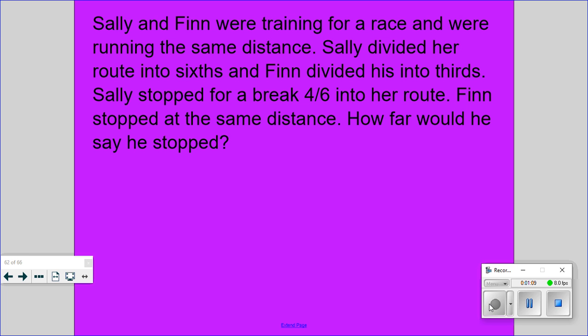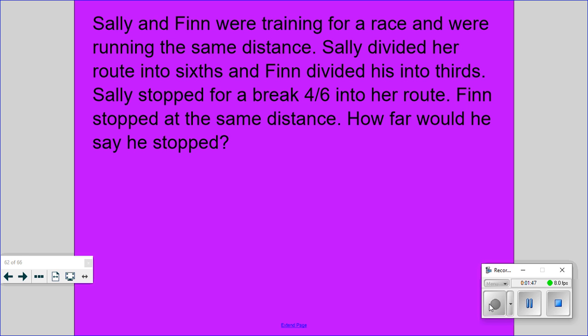Sally divided her route into 6. That means she was keeping track of her mileage by saying, okay, I've run 1/6. Now I've run 2/6. Now I've run 3/6. Finn's running the same distance, but instead of counting by 6, he's counting by thirds. Almost like if we were practicing skip counting, we might skip count by 2s or 3s, but we might end up at the same number. Does that make sense?